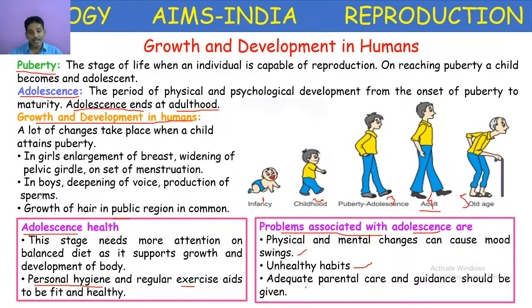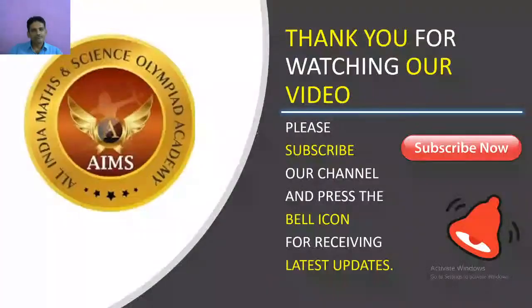So adequate parental care is required. Means more parental care is required, and guidance should be given to this adolescent child. So this is growth and development in humans. About the reproductive system, the concept is not included. The next we'll see.